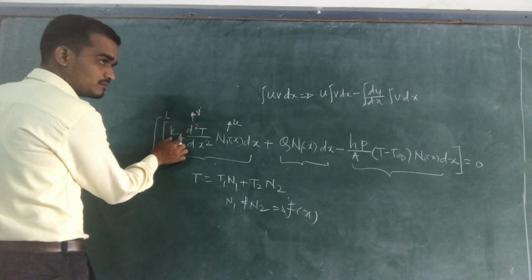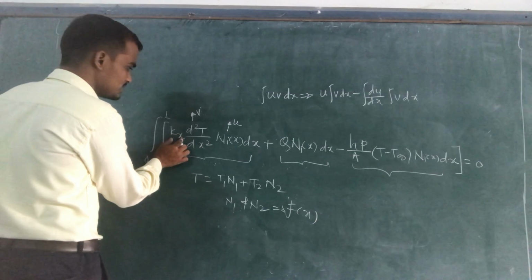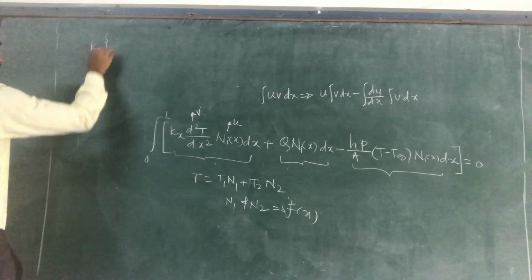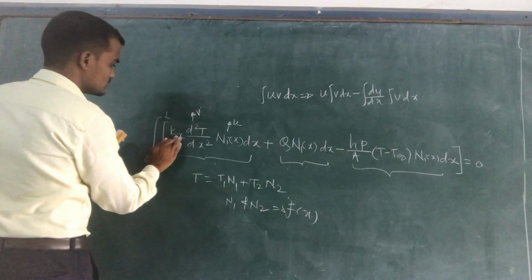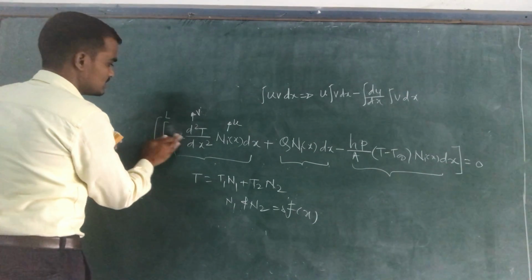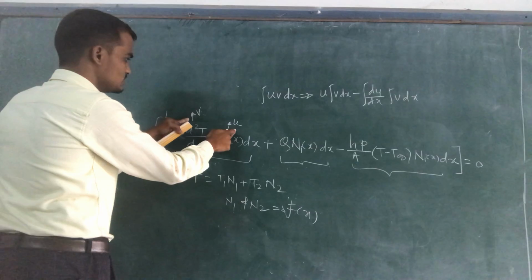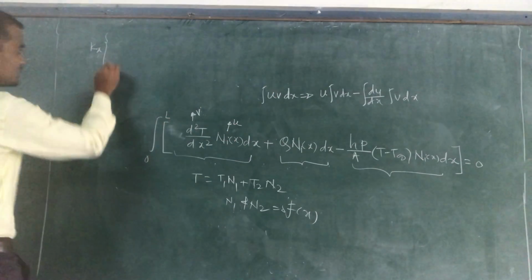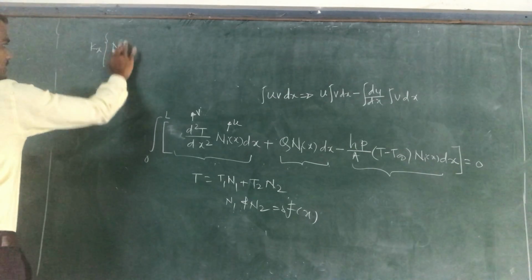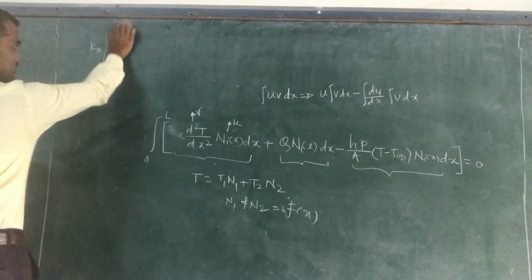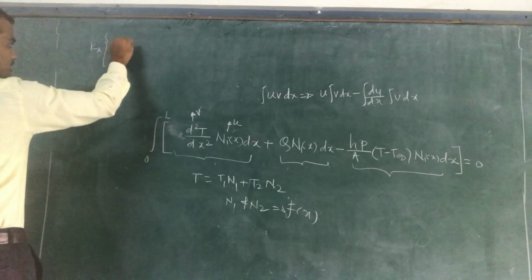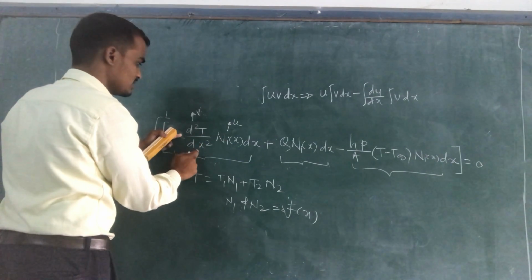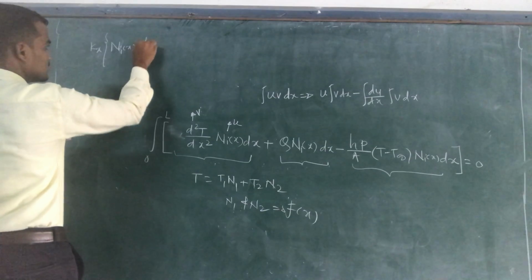Here kx is a common term, okay, so we have written this there. So this is u and this is v. So by using this rule you can write u, it is nothing but Ni of x, and the integration of d square T by dx square is nothing but dT by dx.